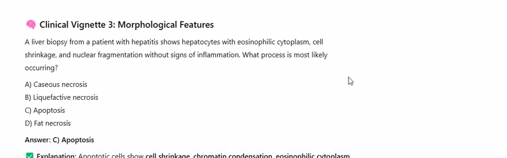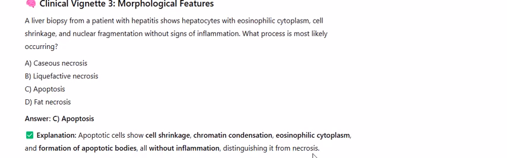Answer C. Apoptosis. Explanation. Apoptotic cells show cell shrinkage, chromatin condensation, eosinophilic cytoplasm, and formation of apoptotic bodies, all without inflammation, distinguishing it from necrosis. Clinical Vignette 4. Death receptors.